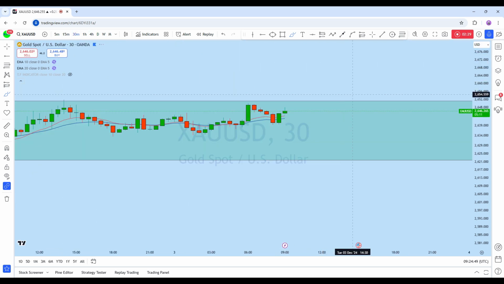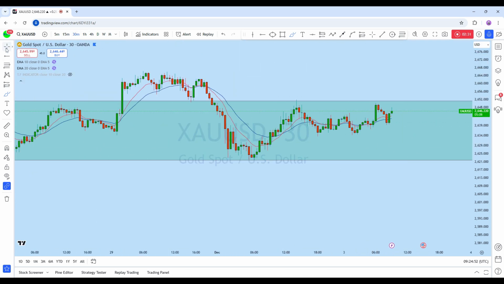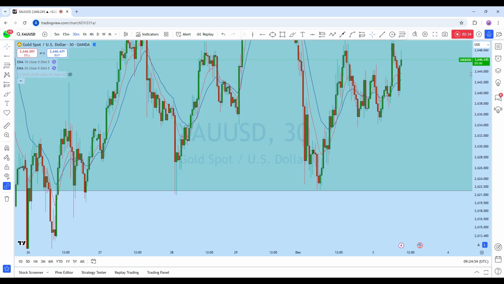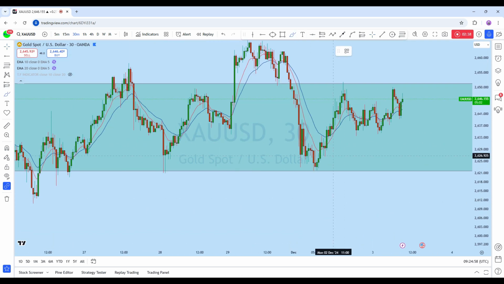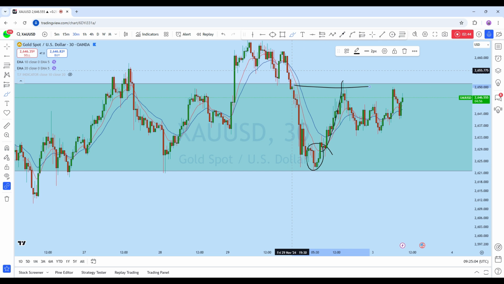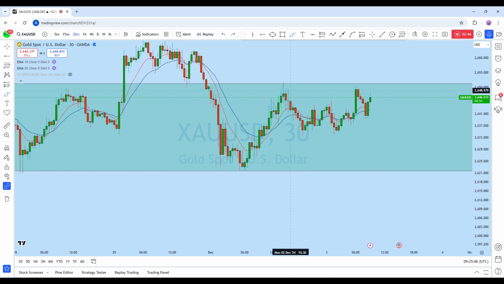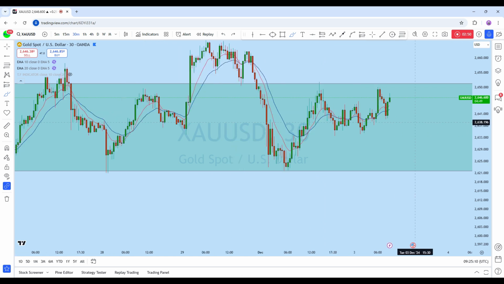Now looking at the 30 minute perspective to see how the market might be doing. As we traded yesterday, if you guys remember, we expected an inverted head and shoulders here, bouncing back to this liquidity zone, and the price has done that exactly. Currently we can see the market in a sideways movement.